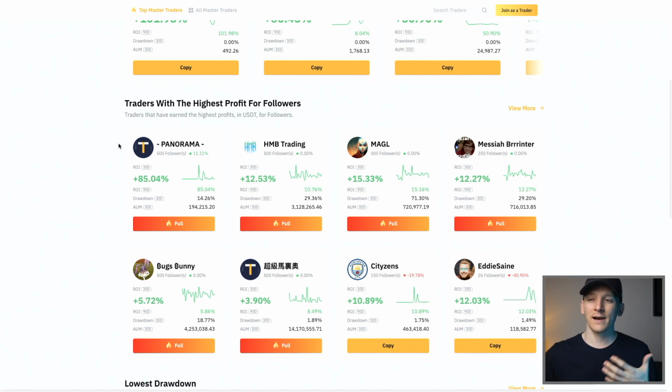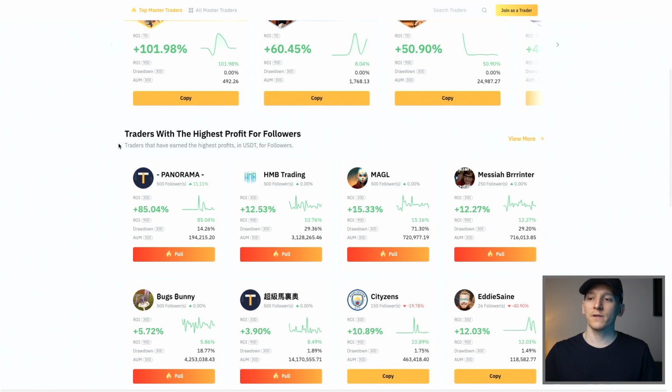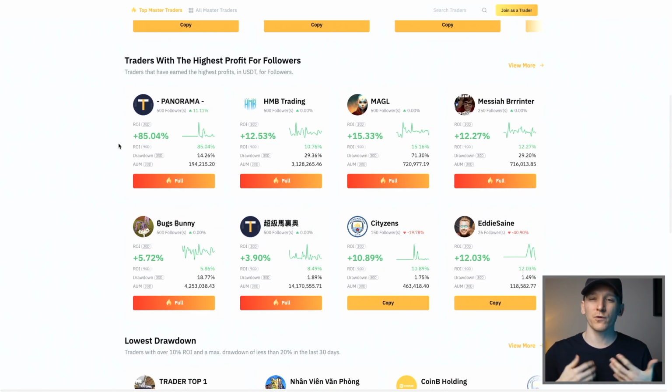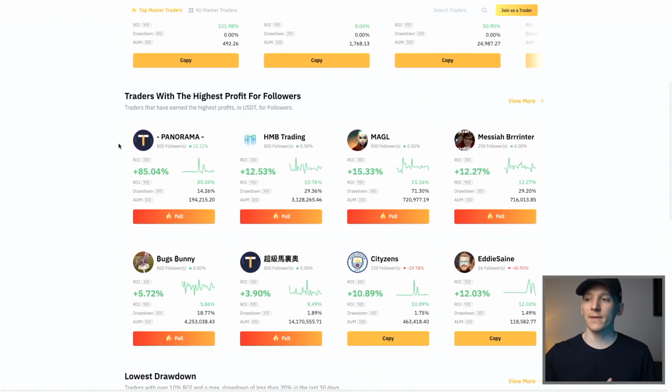I'm going to go through what exactly this is, some of the things that you should be thinking about before copy trading in terms of the risks and everything like that. And then we'll go through how to navigate the system and potentially go through and find profitable traders to copy. So I'll leave the timestamps for all of that down in the description.